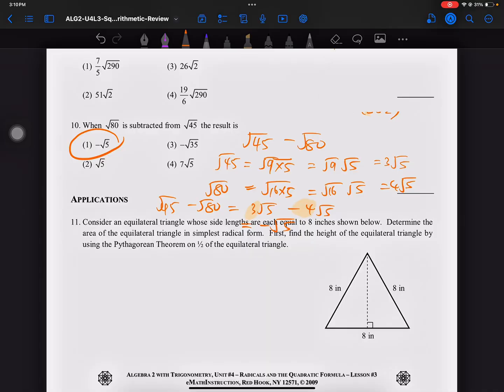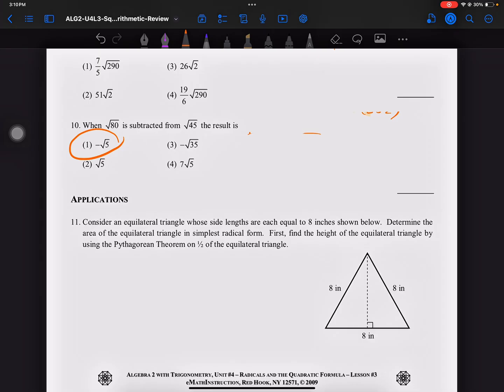This is an equilateral triangle, which means all 3 sides have the same length and all 3 angles are the same. So every side has length 8 inches. We draw a dashed line from the top vertex straight down to the base. This is called the height. It forms a right angle with the base, the little square, because the triangle is perfectly symmetrical. The height cuts the base into 2 equal pieces.